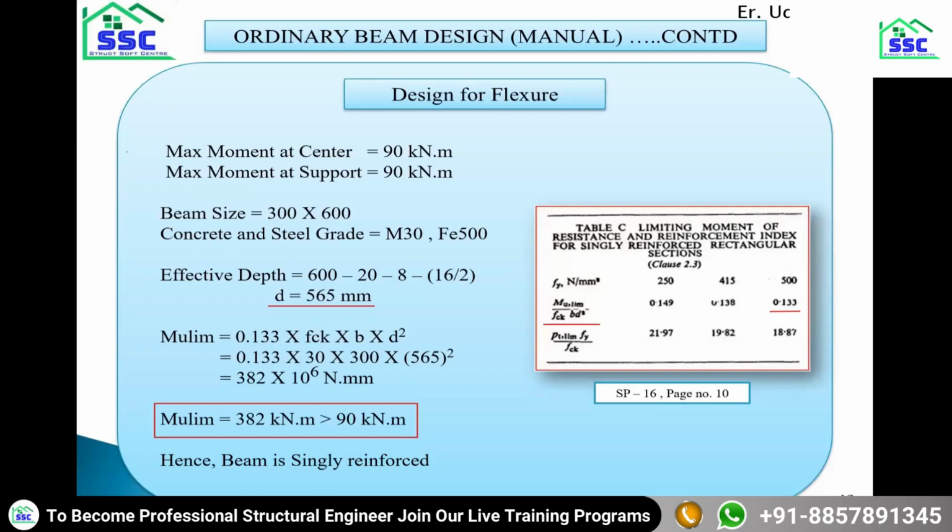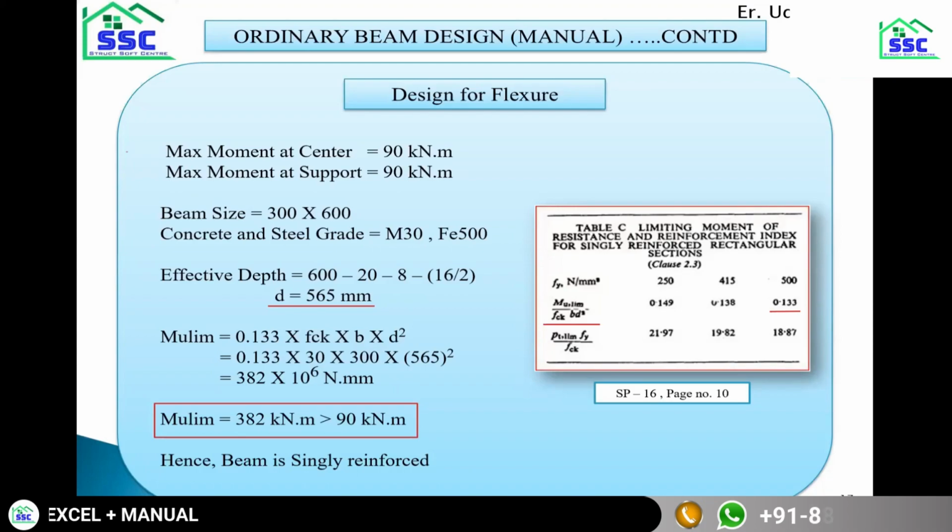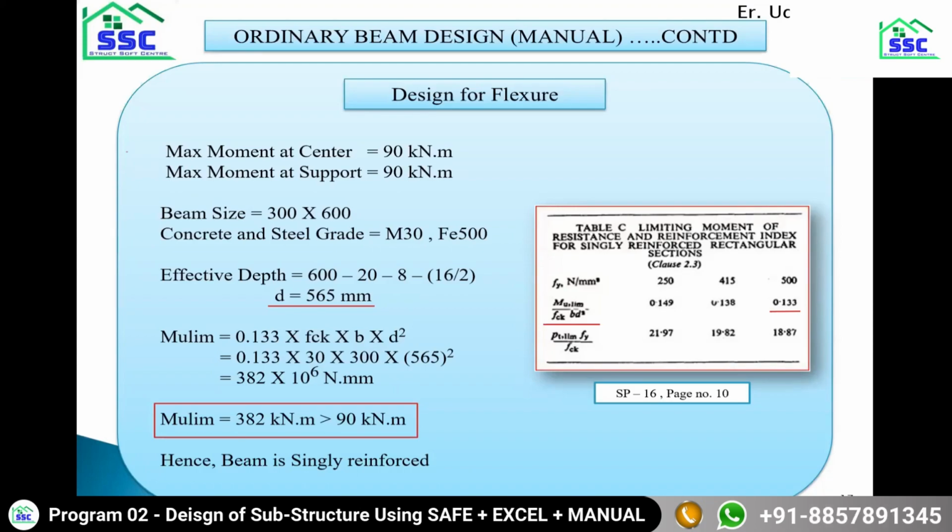The beam size that we have selected is 300 by 600. That is, 300 is the width of my beam and 600 is the overall depth. Concrete and steel grade are M30 and Fe 500. Now, effective depth of the beam, all of you know the concept of effective depth, so I will not go into the details of that. I'll just tell you the calculation.